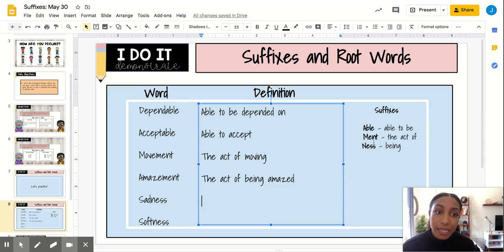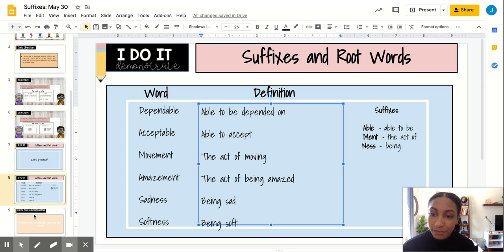All right, and let's go over ness. So being. So sadness. What part of that is our root word? Yeah, sad. Sad can stand by itself and it still has a meaning. Sadness means you're being sad. And then softness. What part of that is our suffix? Yeah, ness. We know our suffix is ness because we see it over here as an option. We also see that it's at the end of a root word, and we know our root word is soft because it can stand by itself. So it's being soft.